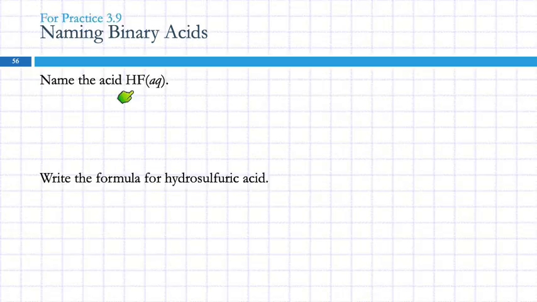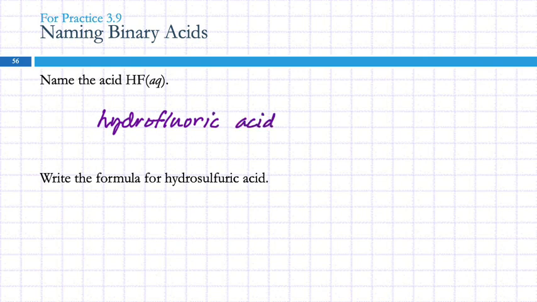So let's look at this one. HF, is that an oxyacid? Does it have oxygen? No, it doesn't. So this is hydro something ic acid. So hydro, and fluorine is the other element. So we'll take the fluor part and change the ending to ic and add the word acid.